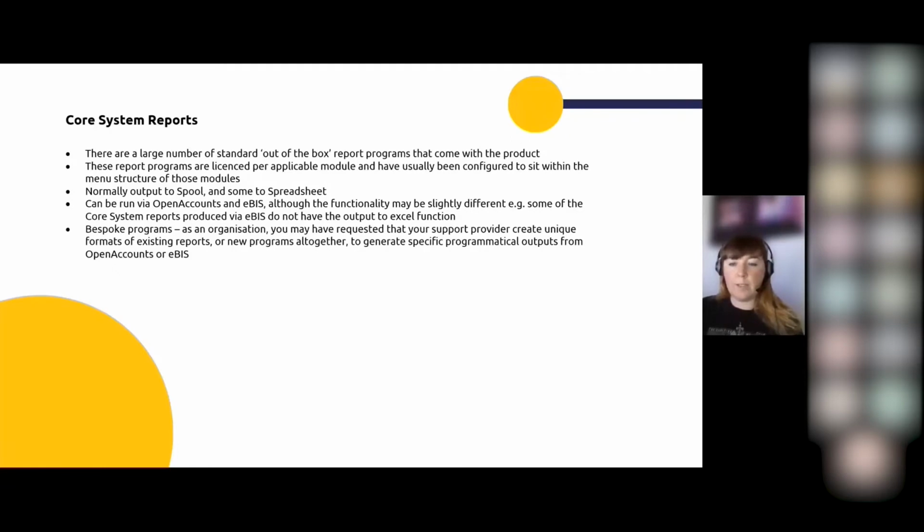The report programs are licensed per module and have usually been configured to sit within the menu structure of those modules. So if it's an accounts payable report, that would be available to users to run within the AP menu structure, and they must have a core financial license in OpenAccounts as well. The core system reports output to spool and some go to spreadsheet.